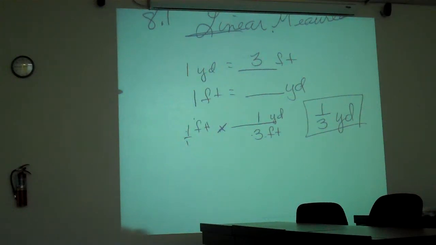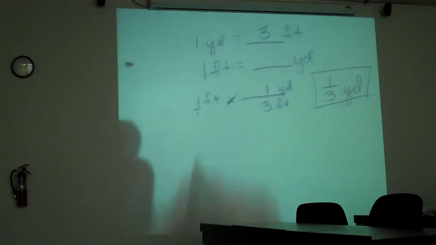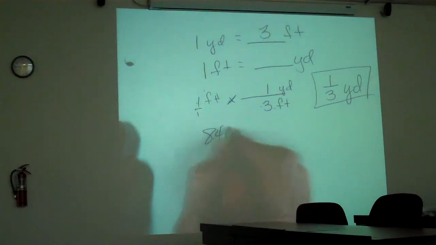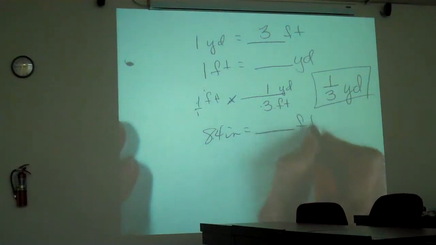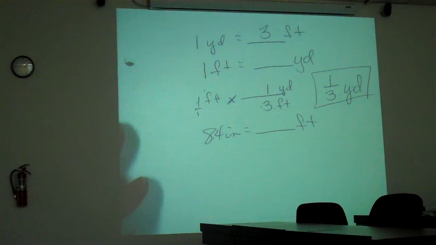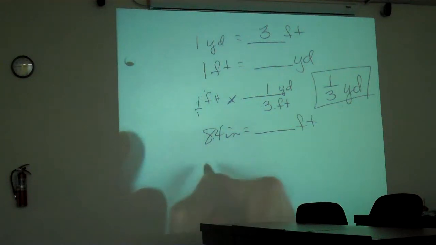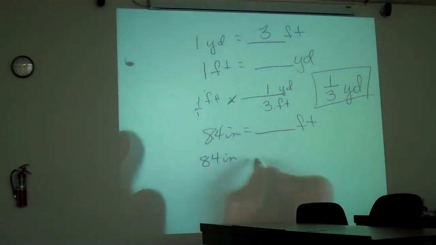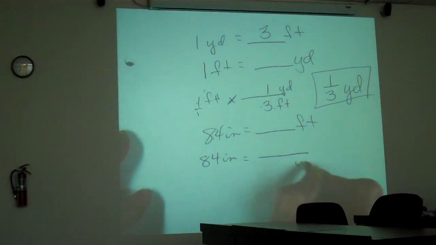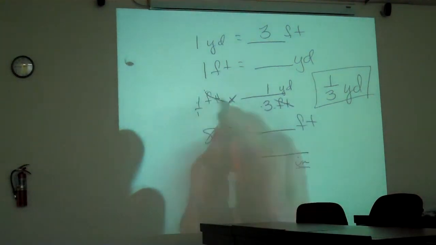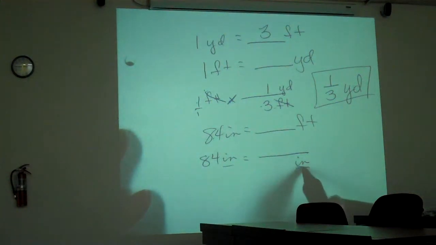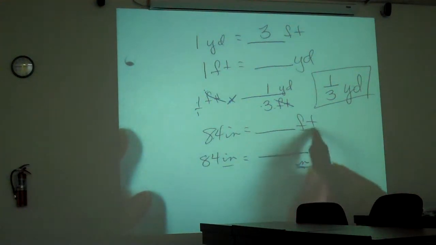How about 84 inches is how many feet? Okay, let's use that multiplier that is equal to 1. We have inches down here because we need to cancel our inches. See here, we can cancel feet. Inches, what were we going to? Feet.